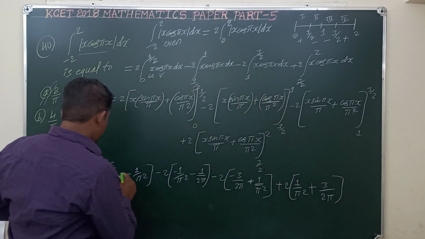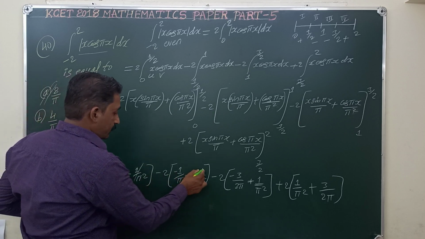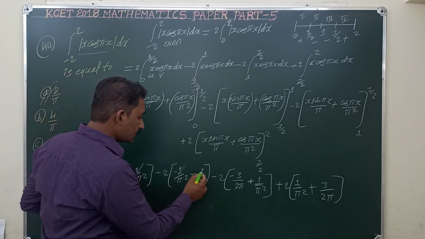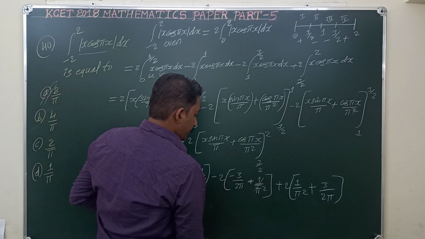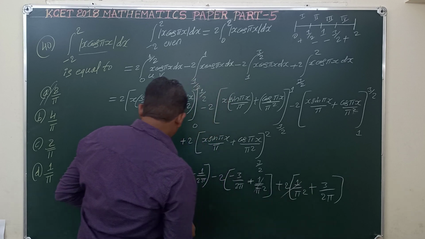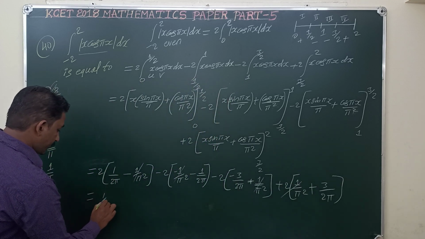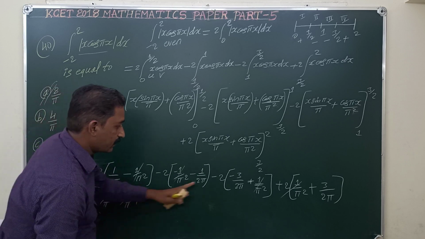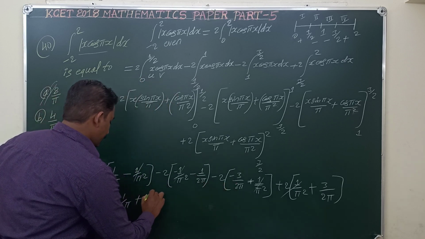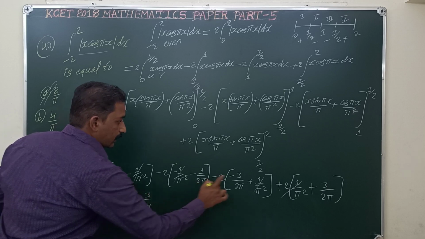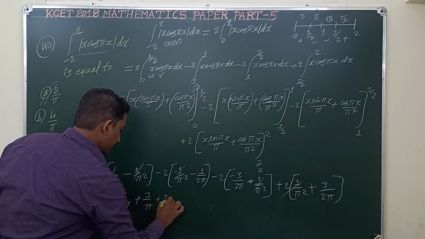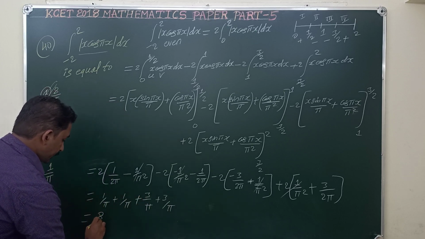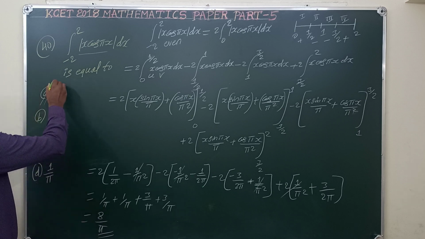So here, minus 2 by pi square plus minus into minus plus 1 by pi square cancel. Also minus 2 by pi square plus 2 by pi square cancel. The remaining: 2 cancels, 1 by pi in the first term. The second term, minus into minus plus, 2 cancels, 1 by pi. The third term, 2 cancels, plus 3 by pi. So it is 3 plus 3 is 6, plus 1 plus 1 is 8 by pi. This is the answer. So option A is correct.